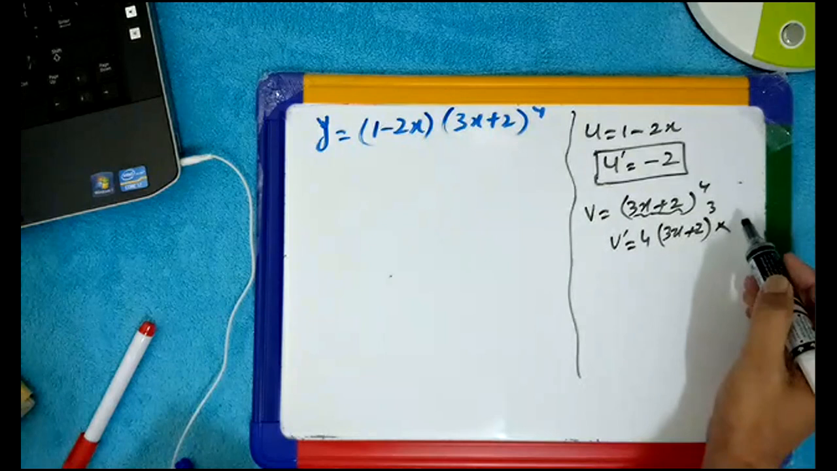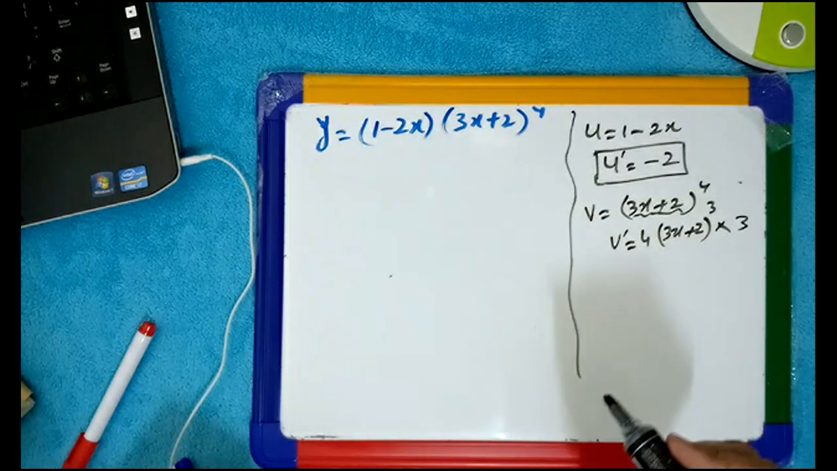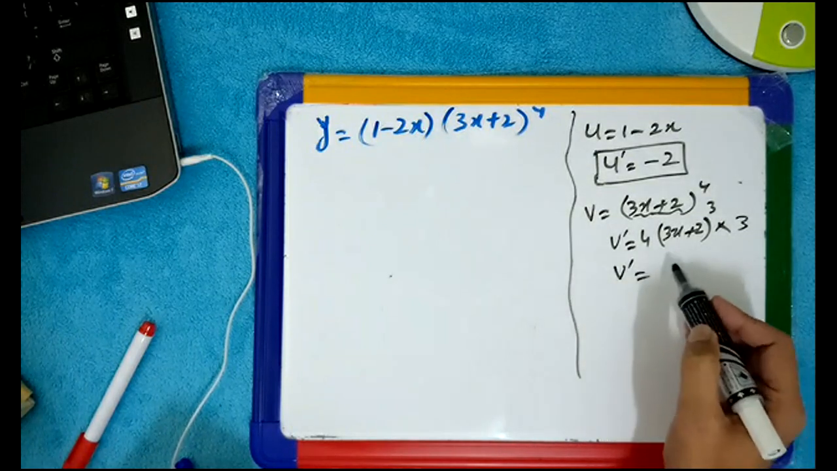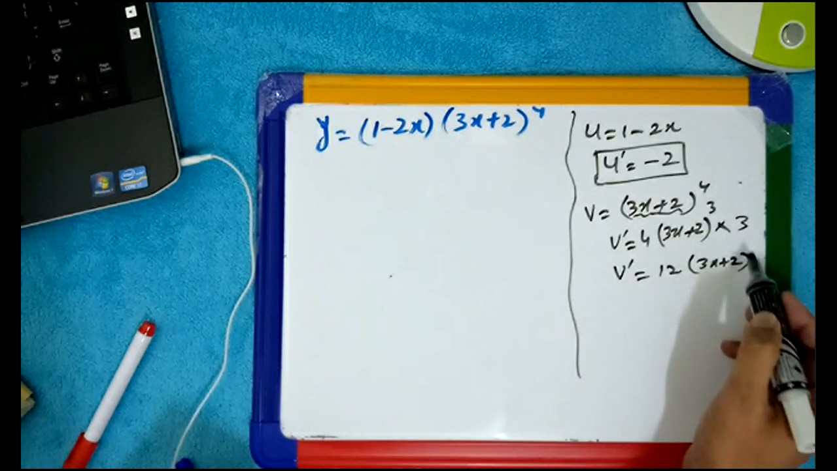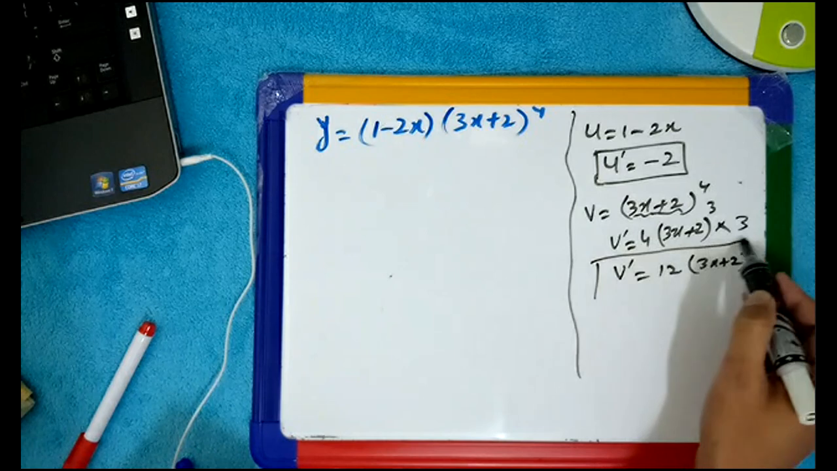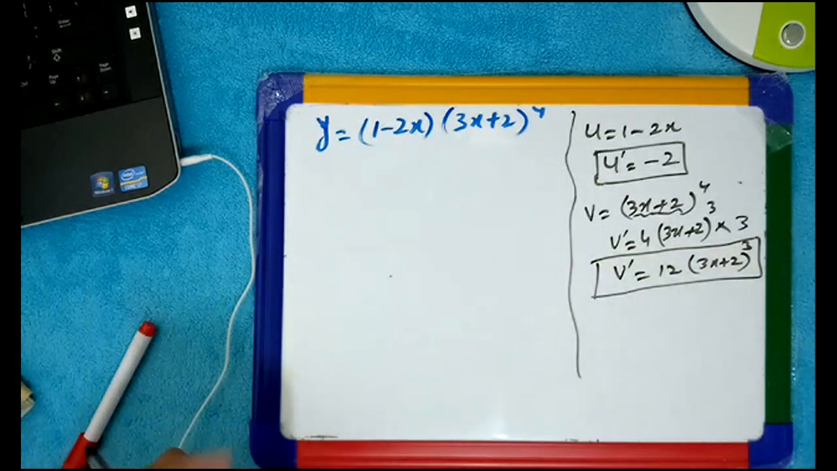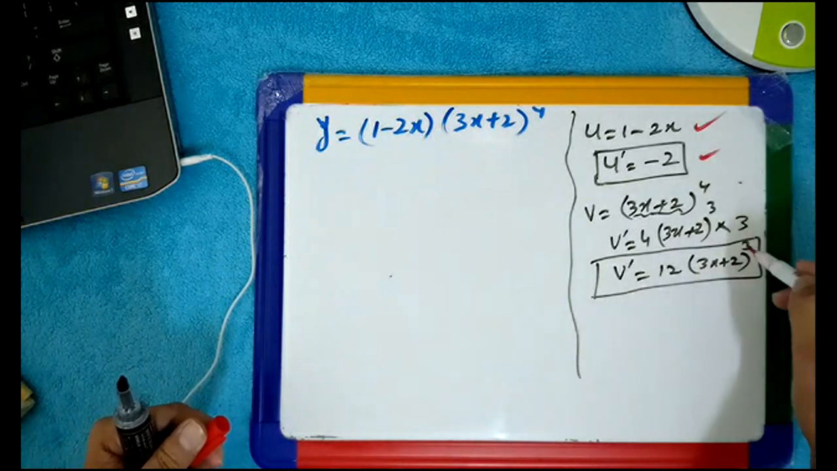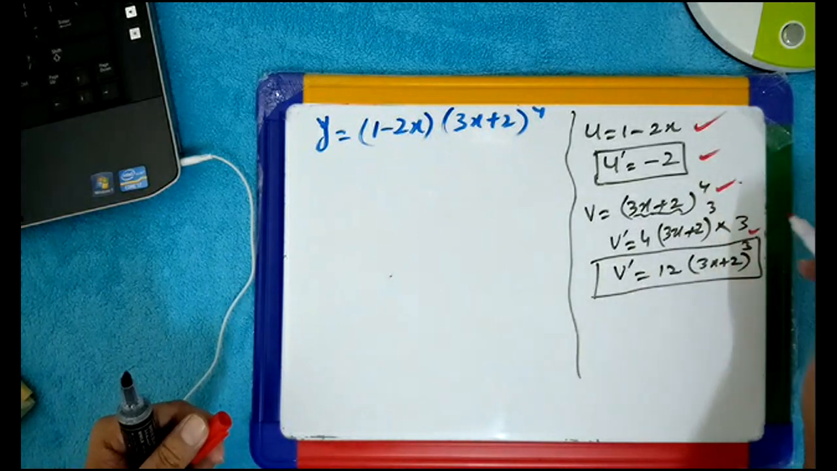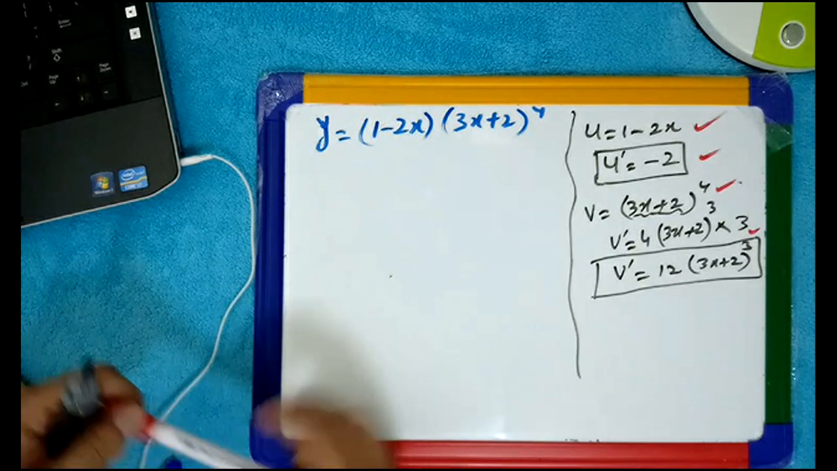It's 3 plus, yes, 3. Only 3, right? You are right. So finally, you get the value: 4 3s are 12, and (3x + 2)^3, right? Finally, this is the value. So I will use these values, this and this, the normal functions and their derivative.